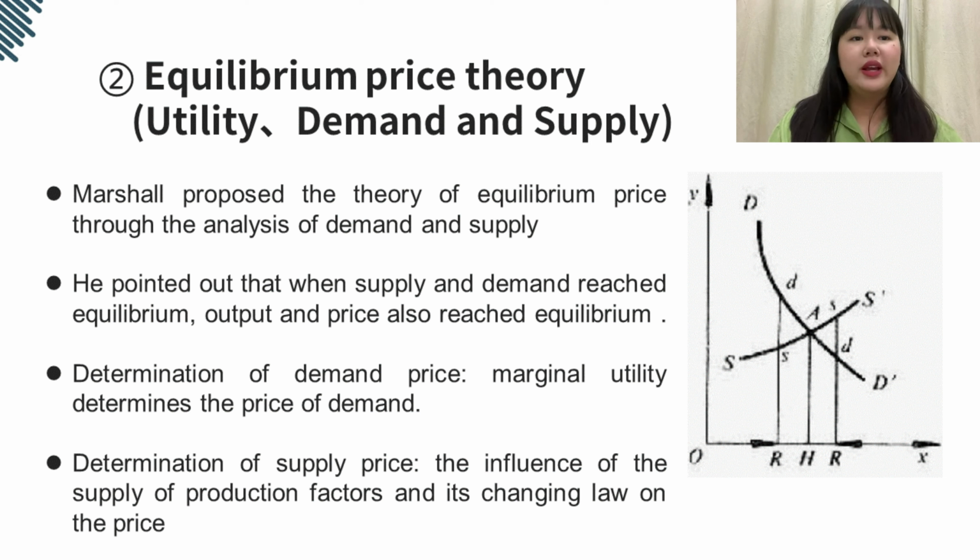In this picture, OX means the quantity of the goods, OY means the price of the goods, DD means the demand curve, and SS means the supply curve. If the actual output is OR, when the demand price RD is greater than the supply price RS, the output increases and the output point R will move to the right. Conversely, if the demand price RD is less than the supply price RS, production will be unfavorable, the supply will decrease and R will move to the left.